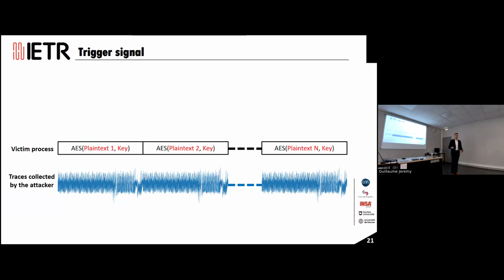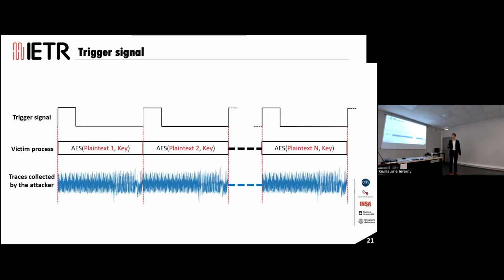To do that, usually in laboratory conditions, we have the victim produce what we call a trigger signal, which is going to indicate when the victim is starting the cryptographic processes. And with this, the attacker can segment the leakage from the victim and segment the different traces. But in a screaming channel attack, we do not want to have a trigger signal. Why? Because the purpose of the attack is to be performed at a distance. So we do not want to put a wire between the victim and the attacker to transmit such a trigger signal.